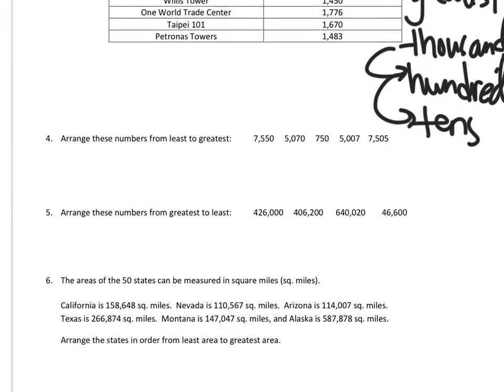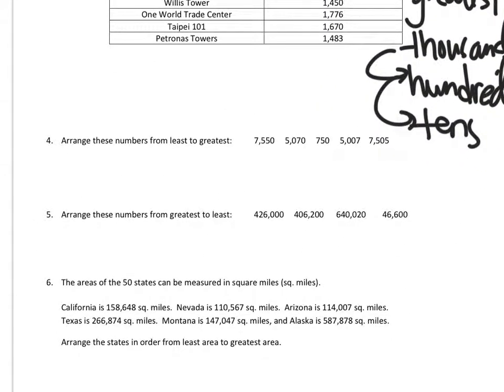For problems 4 and 5, students are going to arrange the numbers from least to greatest, and again, thinking first about place value. Digits with a greater place value have a greater value.